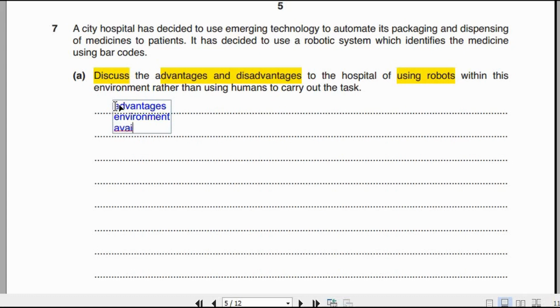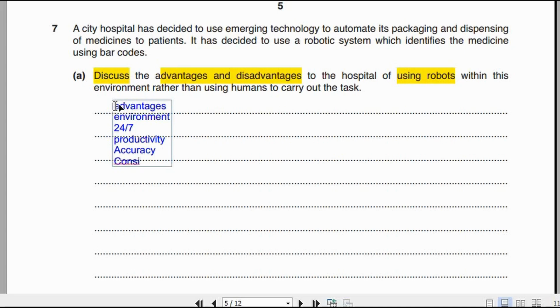Number 2 is availability. You can easily write 24/7 availability. The third point you can write is productivity. Robots are more productive than humans, in terms of productivity they are higher. Then accuracy. Robots are more accurate than humans. Just don't memorize everything, just memorize the keywords that I'm writing for you.